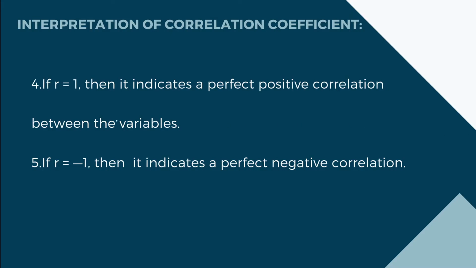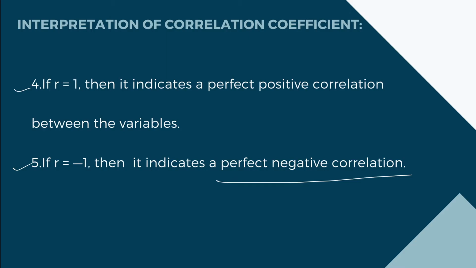Now if we get r equal to 1, then it indicates a perfect positive correlation between the variables. If r equal to exact plus 1, then there is a perfect positive correlation between x and y. Similarly, if we get r equal to minus 1, it indicates a perfect negative correlation between the two variables x and y. Here the value of r lies between minus 1 and plus 1, and these are the 5 interpretations of the value of correlation coefficient depending on its value.